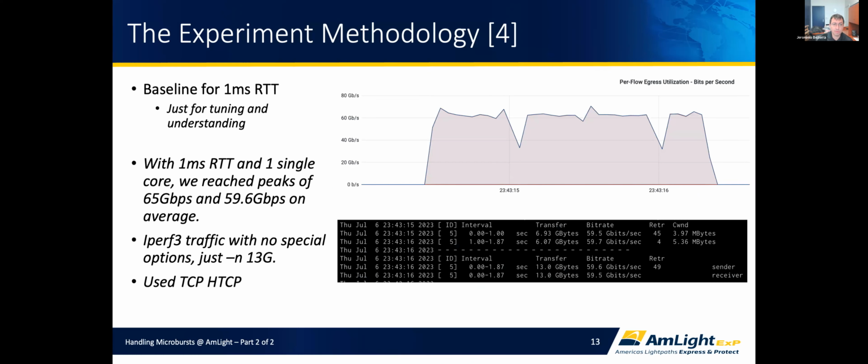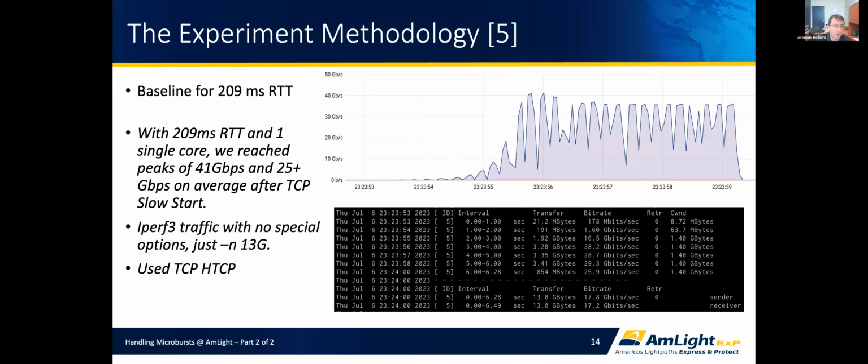A few baselines before we start so we know what we have. This is the baseline for 1 millisecond RTT. That's not going to be used by anything. It's just for us to see how much we can generate. And you can see that we have a very powerful CPU, because just one core was able to generate a single flow of 65 gigabits per second, an average of 59.6. The nodes were fully tuned, but this is just iPerf with HTTP.